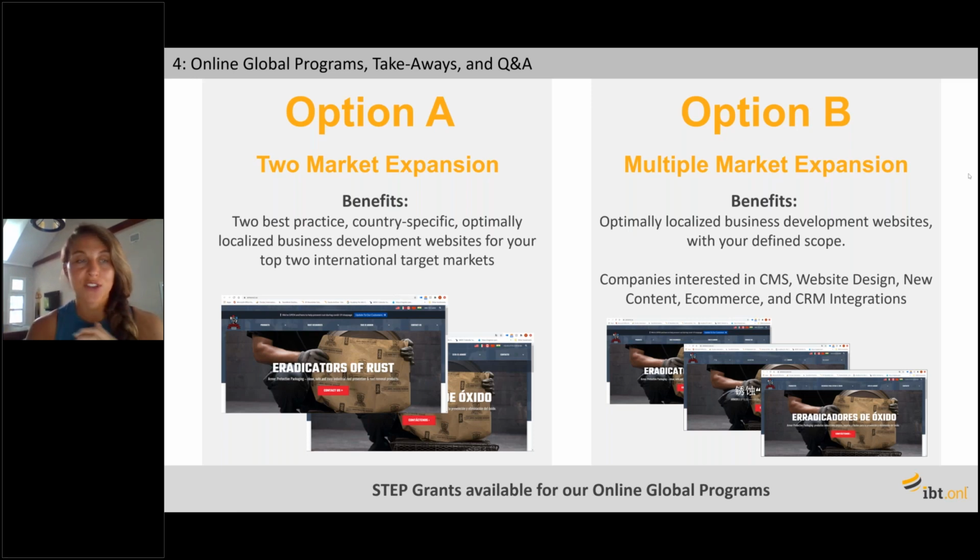And then option B is anything above and beyond the scope of work that you see for option A. So maybe your company is looking for a website redesign, or maybe you want to have a CRM attached in the back with the website. Or maybe you just want one country, but a huge scope of work, like 50 pages and 30,000 words. Then option B would best suit you. The budget for option B is completely dependent on the scope of work. But just like option A, there is state funding available for companies to get these international localized websites. So you should definitely check it out.